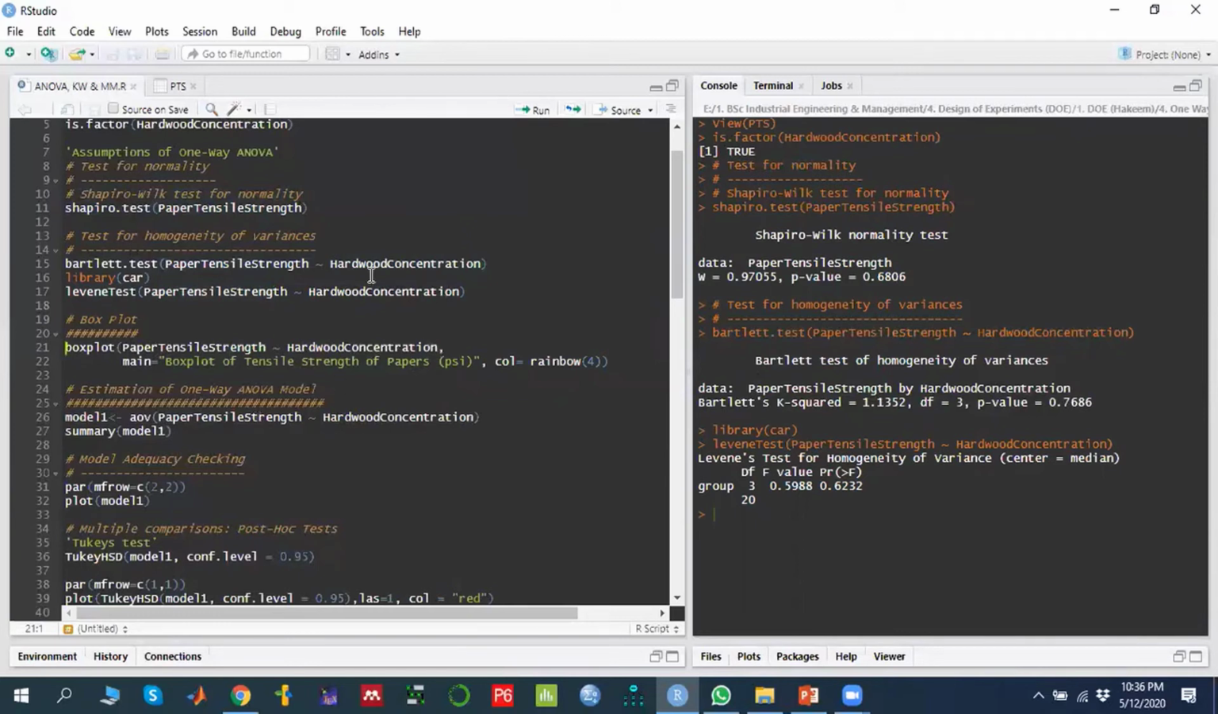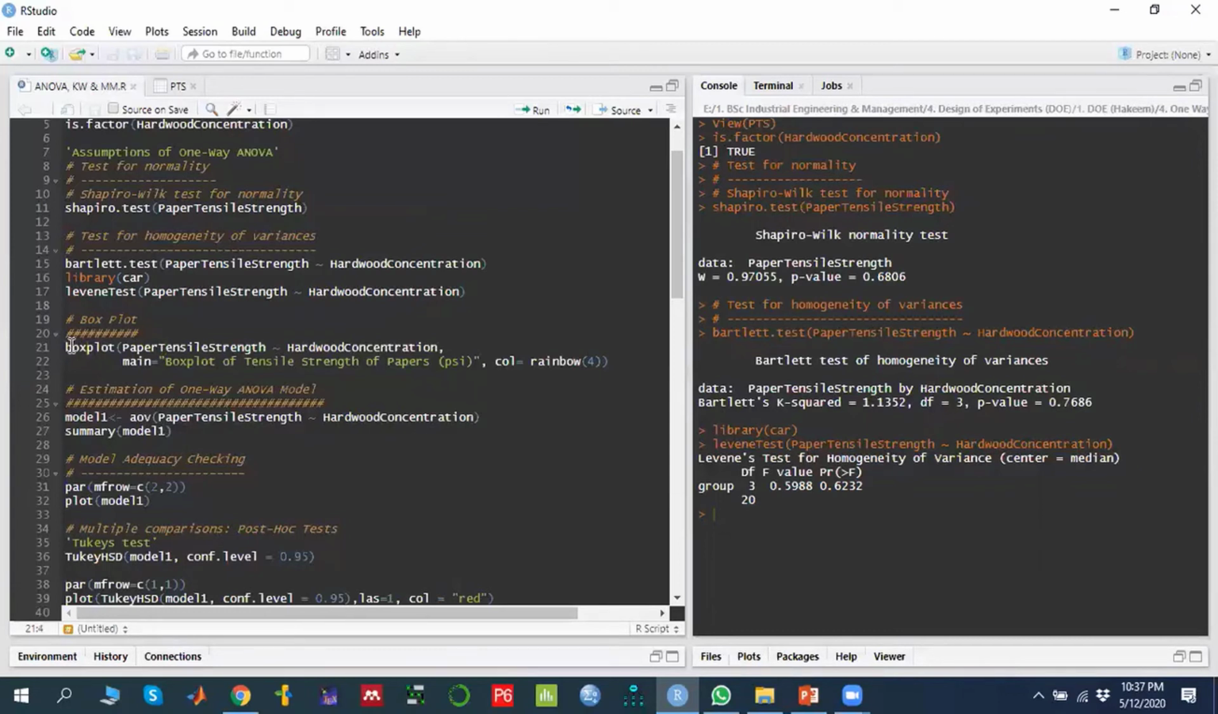As I told you in the previous video as well, whenever you are going to apply a two-sample independent t-test or one-way ANOVA, it's better to draw the box plot first in order to check the comparative average value of all the levels within that single factor. So right now the factor is hardwood concentration, and we have taken four levels of this hardwood concentration: 5%, 10%, 15%, as well as 20%.